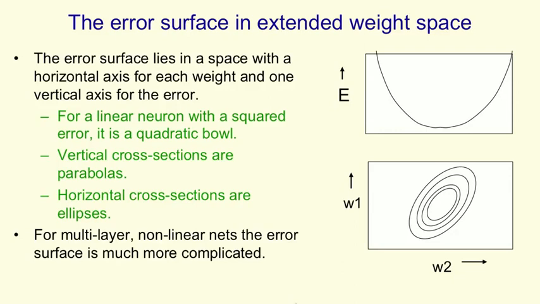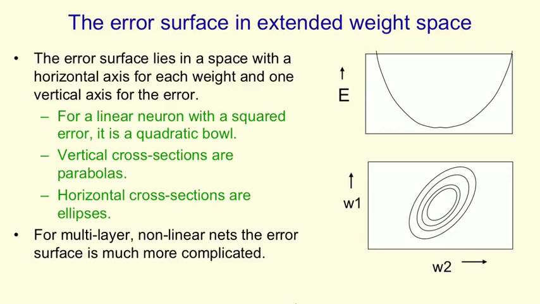So in this space, points on the horizontal plane correspond to different settings of the weights, and the height corresponds to the error that you're making with that set of weights, summed over all training cases. For a linear neuron, the errors that you make for each set of weights define an error surface, and this error surface is a quadratic bowl. That is, if you take a vertical cross-section, it's always a parabola, and if you take a horizontal cross-section, it's always an ellipse. This is only true for linear systems with a squared error.